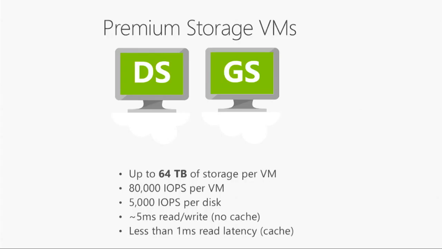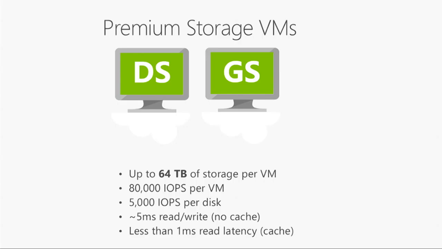All right, so I mentioned it a few times. We have the notion of premium storage versus the blob storage that is so common today. This is the very fast SSD-based storage in the cloud. On one VM alone, whether it be the D or the G, you can actually have up to 64 terabytes of SSD storage per VM.